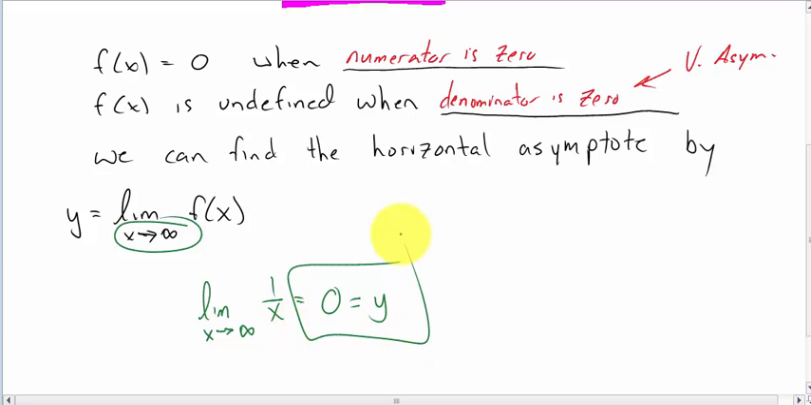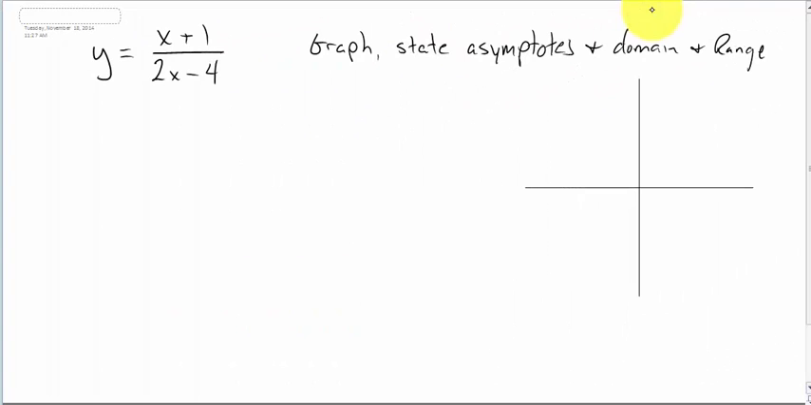So let's go to an example and use this stuff. So here we are. y equals x plus 1 over 2x minus 4. We'll deal with the horizontal asymptote last. But what about the vertical asymptote? Well, that's going to be where the denominator is equal to 0. So we add 4. x equals 2. Good news.